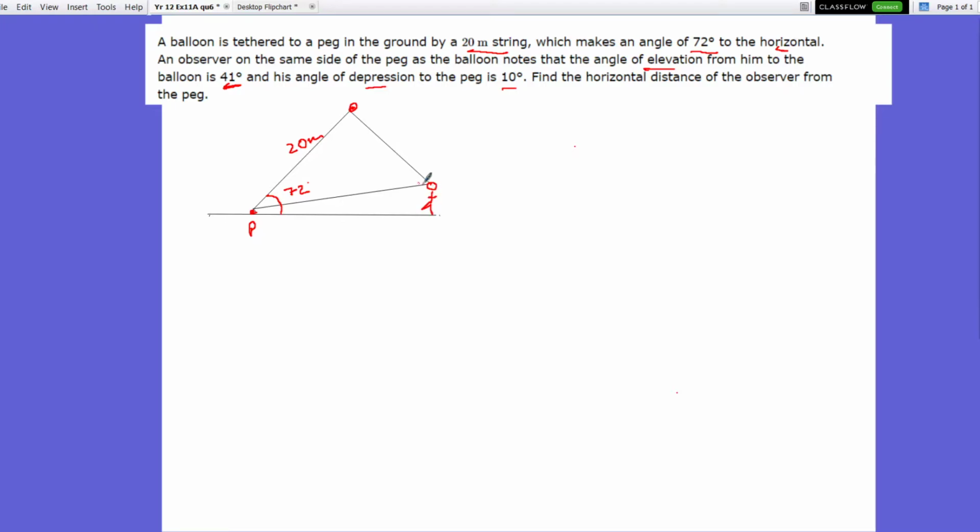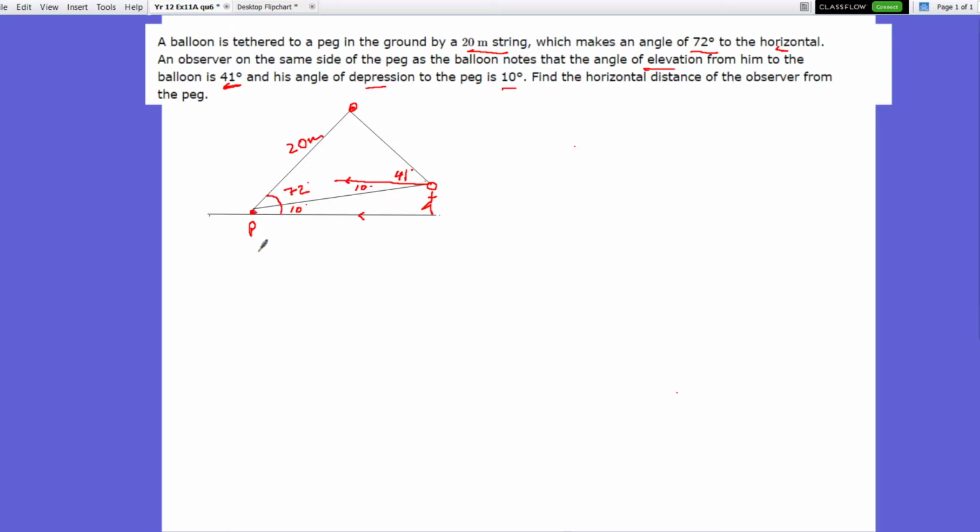Now, when it says angle of elevation here, it's got to be an angle going from there parallel to the horizontal. So the angle of elevation here is 41 degrees, and the angle of depression looking down is going to be 10 degrees. Note that this line here is parallel to the horizontal ground. So that means if we look at GCSE notes on angles in parallel lines, this angle is alternate to that, so this angle will be 10 degrees.